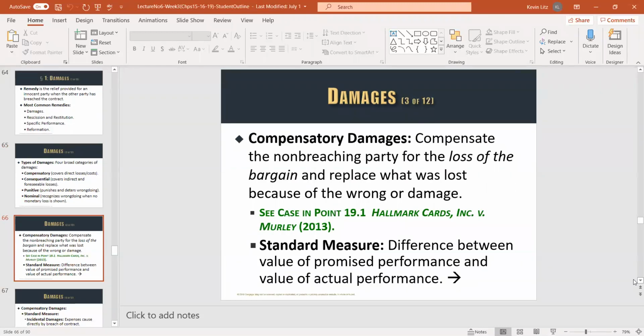Compensatory, you'll see this. What's the loss of the bargain? How was I wronged? And basically, it's a pretty simple mathematical formula. What was promised? The person that breached contract, they promised they'd do X. They didn't do X. So what did they do? And it's a mathematical measure.